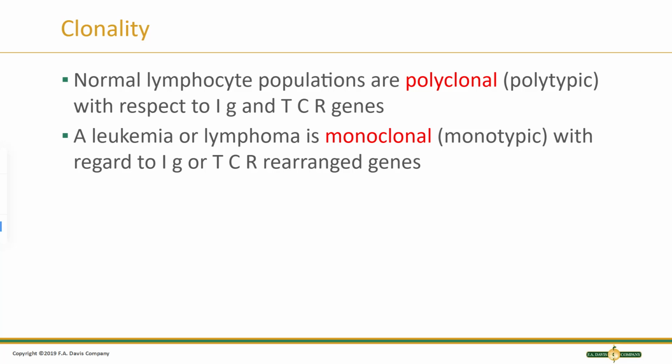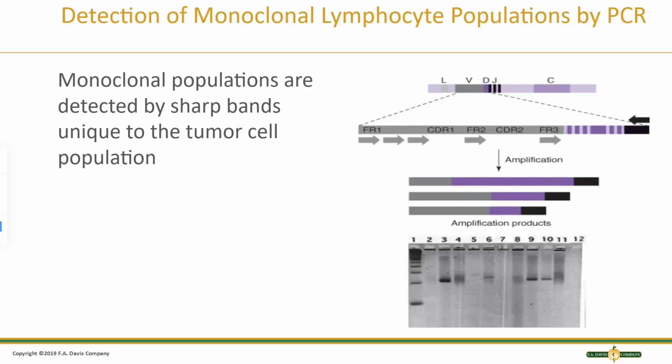Clonality: normal lymphocyte populations are polyclonal with respect to Ig and TCR genes. So all different types exist. A leukemia or a lymphoma is monoclonal, monotypic, with regard to Ig or TCR rearranged genes. So if we see a lot of the same, or just one of the same type that exists, we can start to assume that it's a leukemia or lymphoma. Monoclonal populations are detected by sharp bands unique to the tumor cell population.